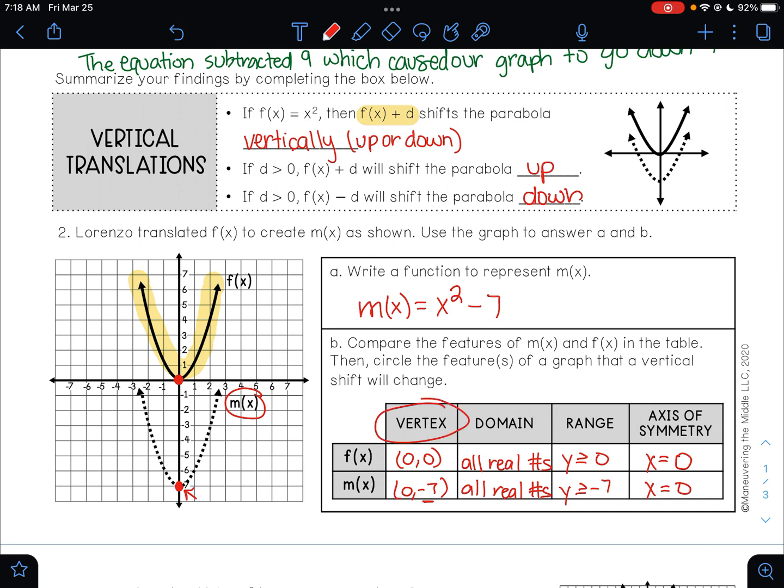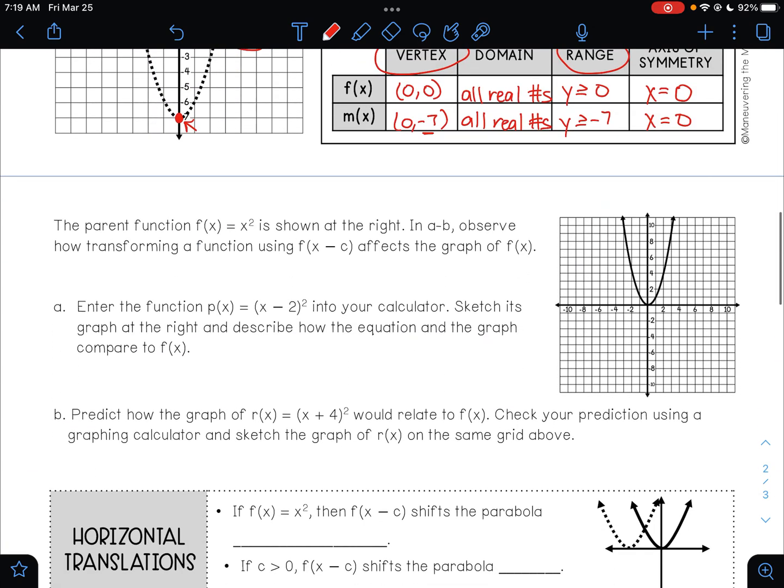So now we want to see what key features are different based on this transformation. Well, the vertex is different, and the range is different. Everything else is the same. Okay, so this is vertical translations, moving the graph up and down.